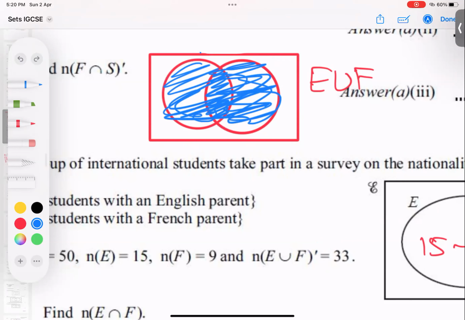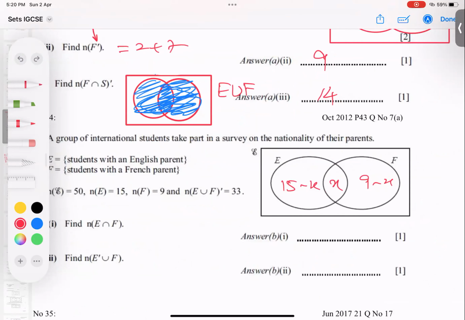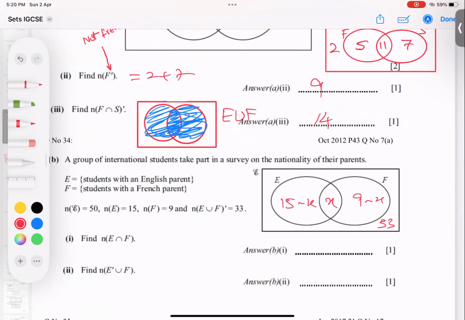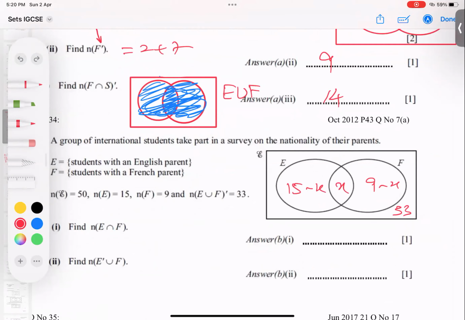It means I will shade outside. Outside full is called that one answer. So in short, this 33 will come outside. I think our idea is very clear. Now he's saying there is a universal set. How many students are there? 50. I think I can do it easily now.